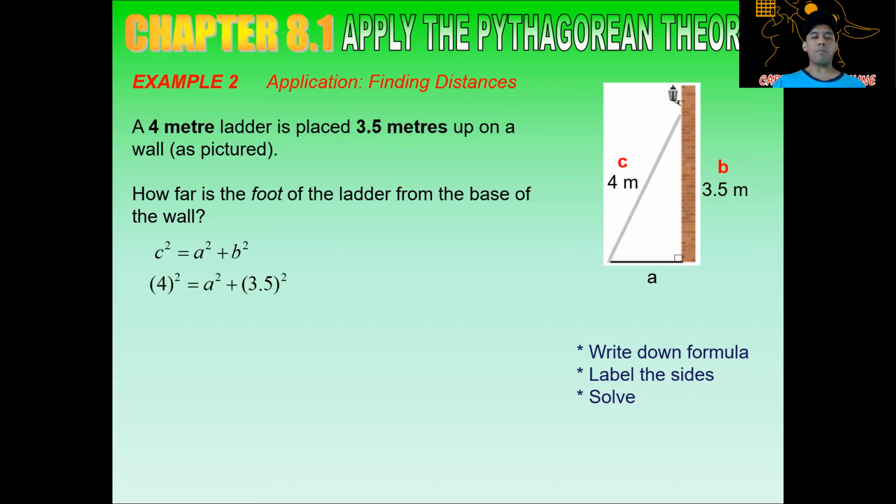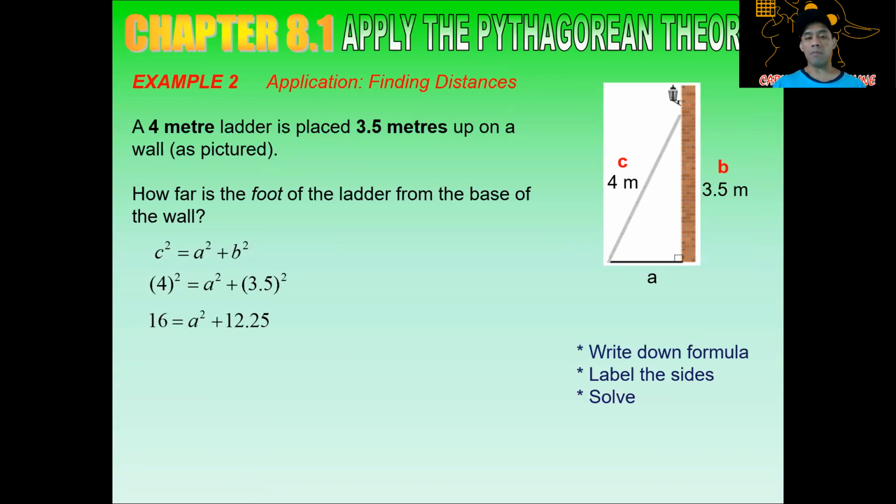Now, this step is very similar to the one we just did, and as I said earlier, as long as you label the hypotenuse as C, it doesn't matter what side you label as A or B, because the math behind it is exactly the same. So in the next step, we're going to take the 4 and square it, and the 3.5, I'm going to square it. So we get 16 for 4 squared, and then 3.5 squared will give me 12.25.